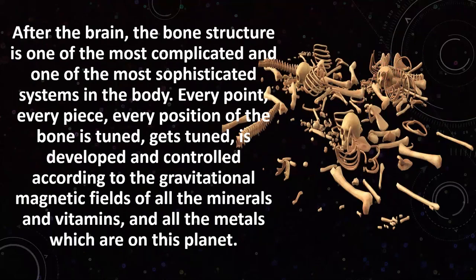After the brain, the bone structure is one of the most complicated and one of the most sophisticated systems in the body, because every point, every piece, every position of the bone is fine-tuned, controlled and developed by the brain. And this development is through the gravitational magnetic fields. So just like in our CO2 boxes, we have our two plates, and as we explained in part one, each of the bone structures and the strands create the right magnetic gravitational field environment to attract any of the minerals and vitamins which are available on this planet and which the body needs.